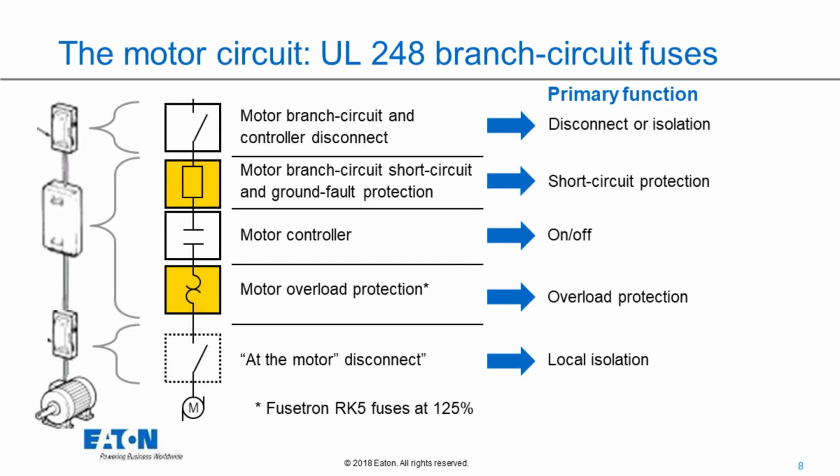Here's our motor circuit for the UL 248 branch circuit fuses. They provide motor branch circuit and short circuit with ground fault protection and motor overload protection. Again, we're going to recommend RK5 Fusetrons, FRNs, FRSs sized at 125% for overload protection.